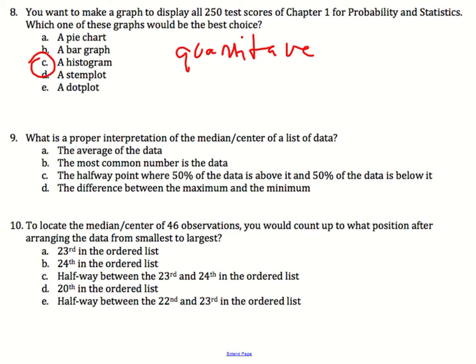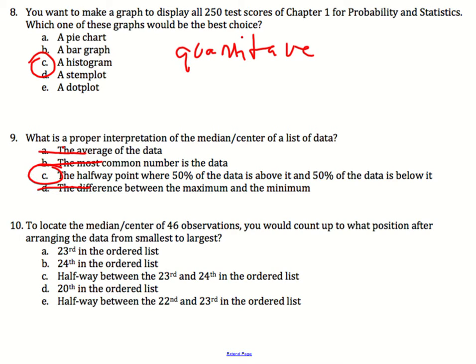What is a proper interpretation of the median or the center of a list of data? So remember, median, what is it? Well, it's the middle. So the average of the data is not always the middle. It's not the most common number. It's the halfway point where 50% of the data is above and 50% of the data is below it. That seems good to me. Let's just check the last one. It's the difference between the maximum and the minimum. No. So it is C.